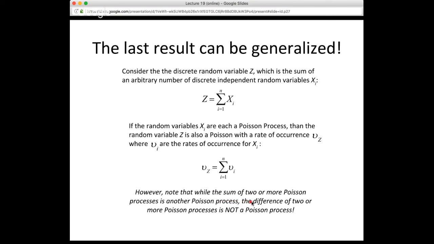The book also points out that while this works for the sum of two or more Poisson processes, it does not work for the difference of two or more Poisson processes. So we can't get away with taking the difference of two independent variables that are Poisson processes and assuming that difference is also a Poisson process. So only for the sums.